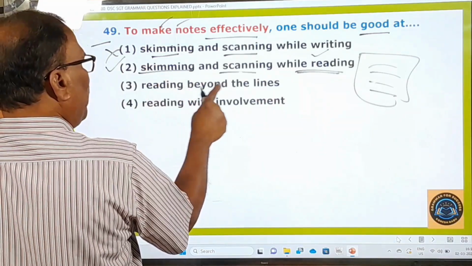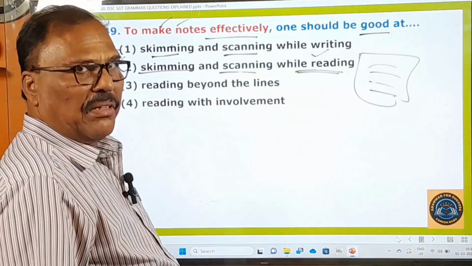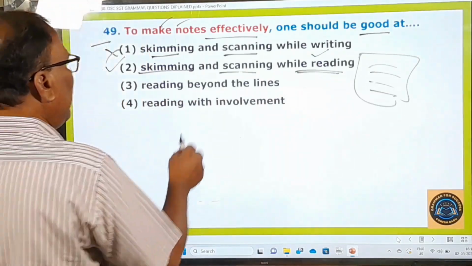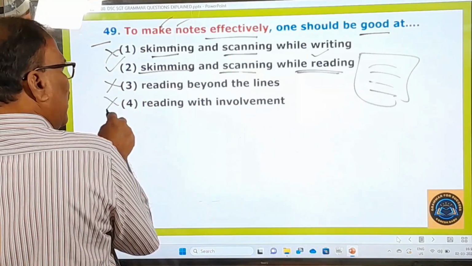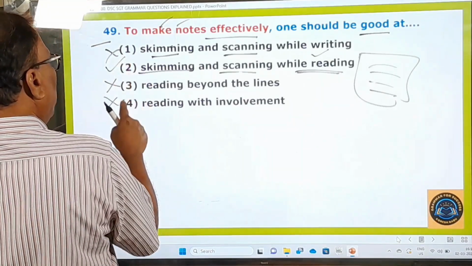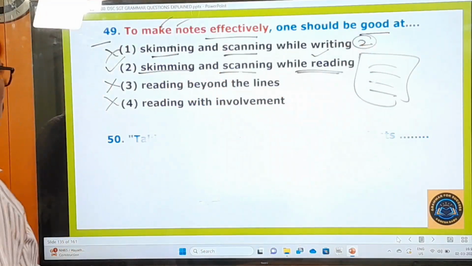Reading beyond the lines means understanding other than the meaning mentioned. Reading beyond the lines, okay, that is not correct. Reading with involvement, not correct. So here the first, third and fourth are wrong, and only the second one is the right one. And now let's move on to the next question.